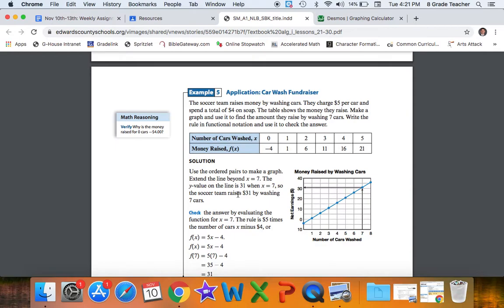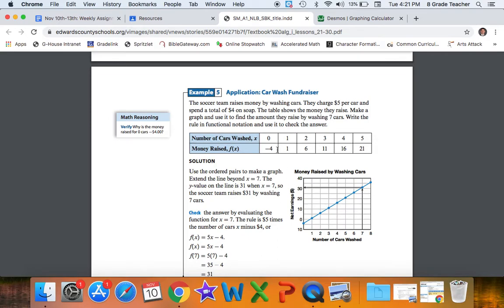Final example is a car wash fundraiser in which the soccer team raises money by washing cars. They charge $5 per car and spend a total of $4 on soap. The table shows the money they raise. Make a graph and use it to find the amount they raised by washing 7 cars. Write the rule in function notation and use it to check the answer.